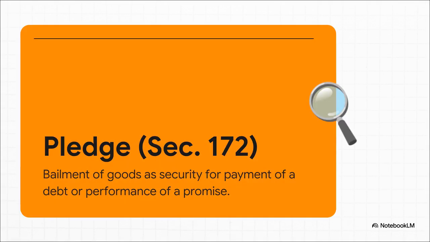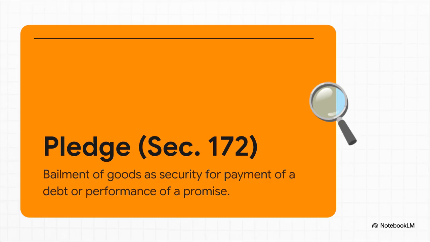Moving to the statutory definition, Section 172, Indian Contract Act 1872. A pledge is the bailment of goods as security for payment of a debt or performance of a promise. Note this down verbatim. Now let's dissect the absolute crux of this definition. The operative phrase here is security for payment. I want you to take your pen and double underline that phrase on your exam sheets right now.